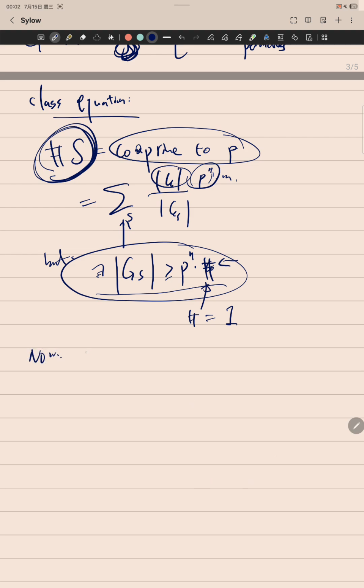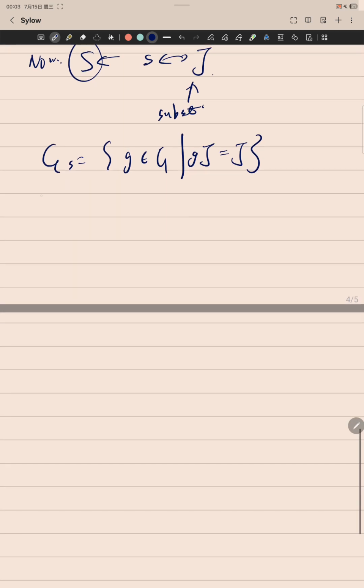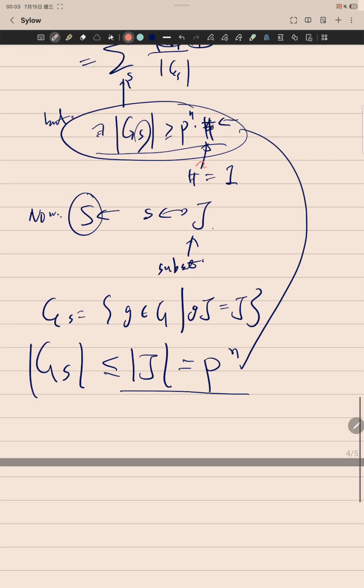You notice that this G_S is some element here. This S will correspond to some subset J. This G_S is all the group elements such that gJ equals J. Now my claim is the following: the size of G_S is less than or equal to the size of J, which is p^n. If this is proved, then by this condition, greater than or equal to p^n and less than or equal to p^n, it will show that G_S has size exactly p^n.